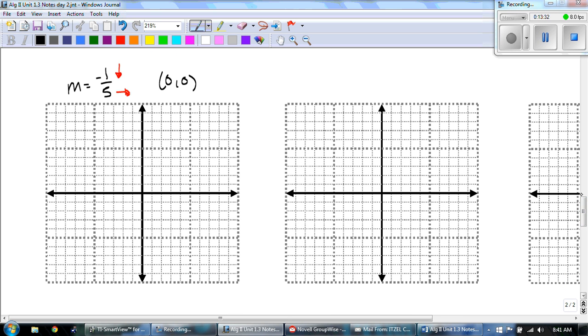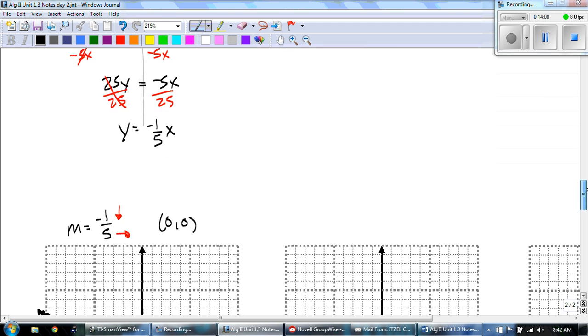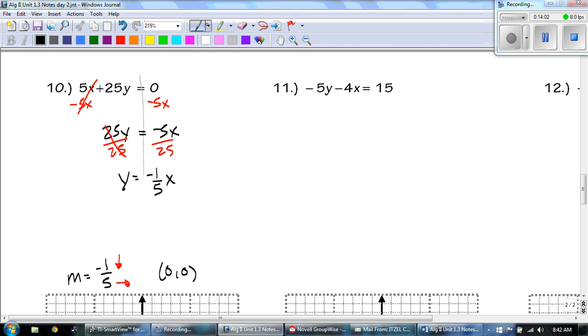Why don't you guys pause the video and see if you can graph this all on your own. Good luck. Okay, there you go. Now remember, I don't know if you guys realize it, but these dotted lines right here are always at the 5. So hopefully that's going to be a little bit easier for you to count when you're going to the right and to the left or up and down.